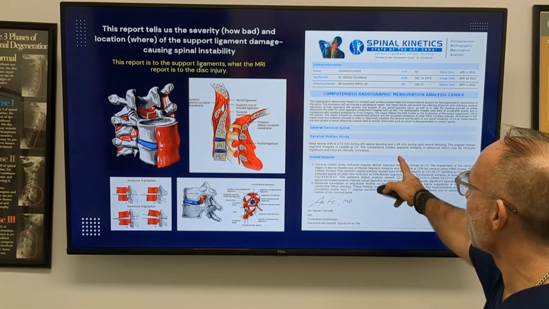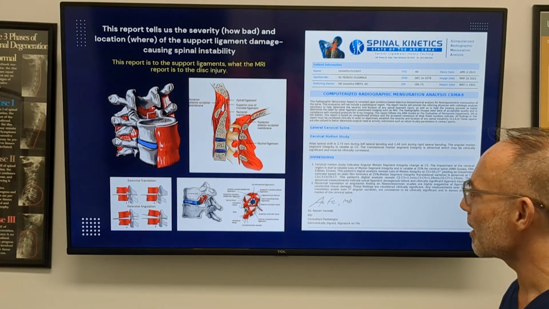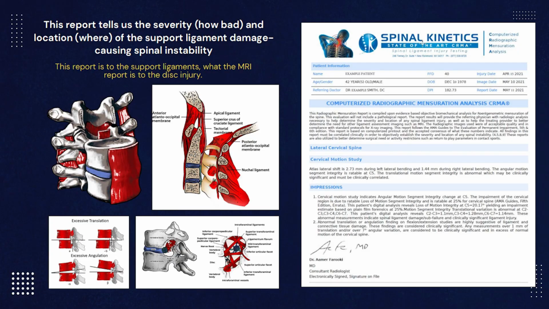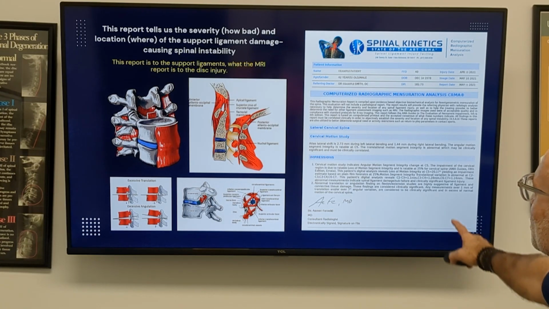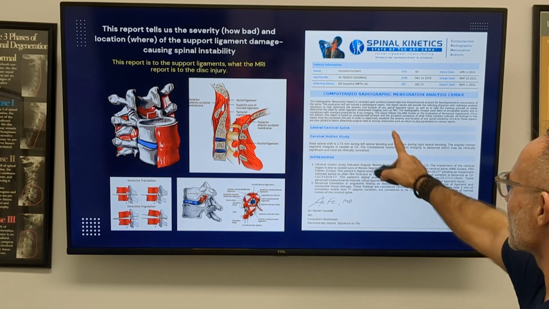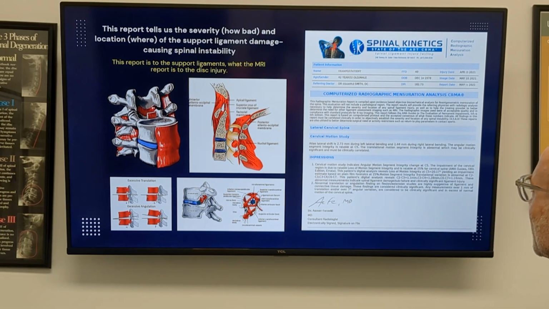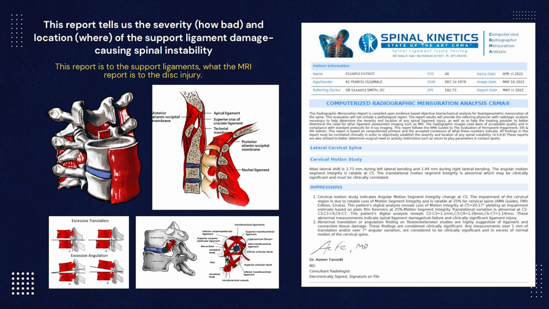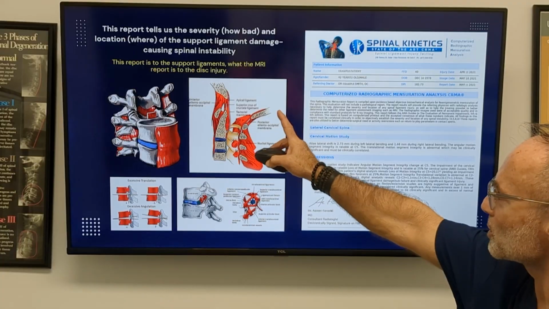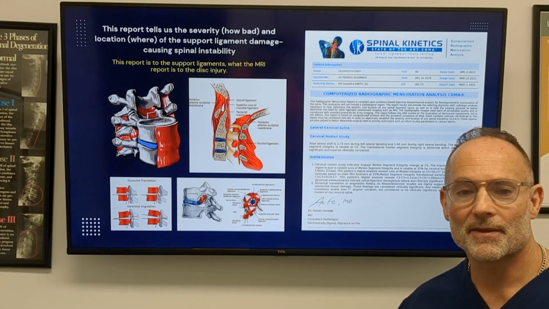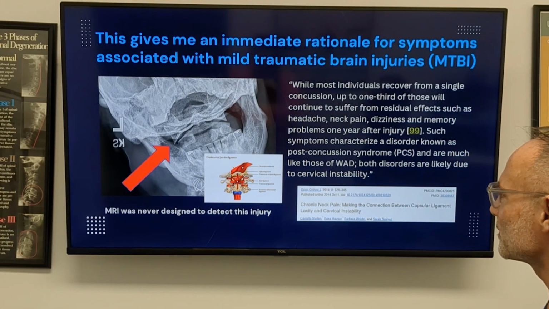And this is a report. Once we get a measurement of the spine, we can send these X-rays out to a company called Spinal Kinetics. And this is called a CRMA report, a computerized radiographic mensuration analysis report. This is a fantastic tool, and it's just like an MRI report of your spine. It's an excessive motion test. It's a support ligament test, and that report is very helpful for the treating physician.